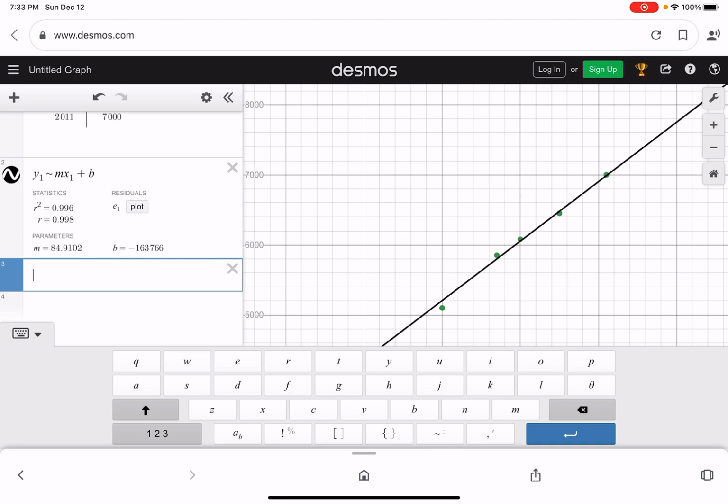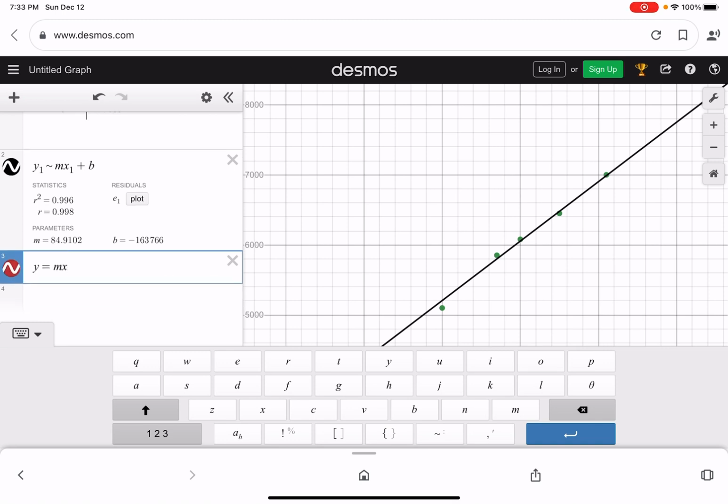So if this helps you, just write out y equals mx plus b first, but we need to replace this m with the number that it gave us for m, and we need to replace b with the number that it gave us for b. So make sure that you're keeping the sign correct also. So we want to do minus b.